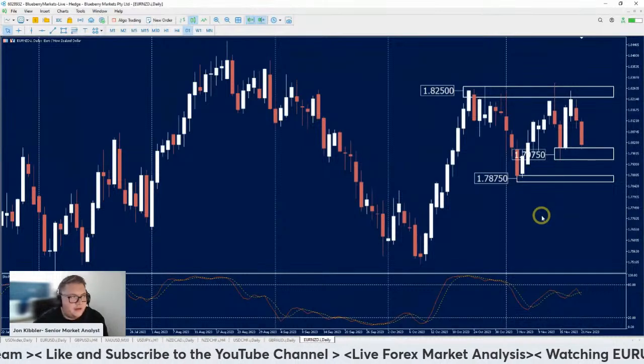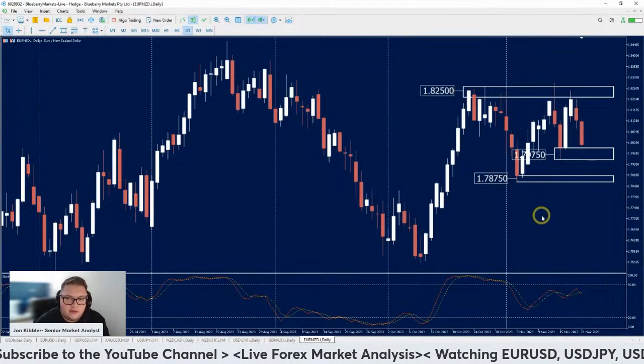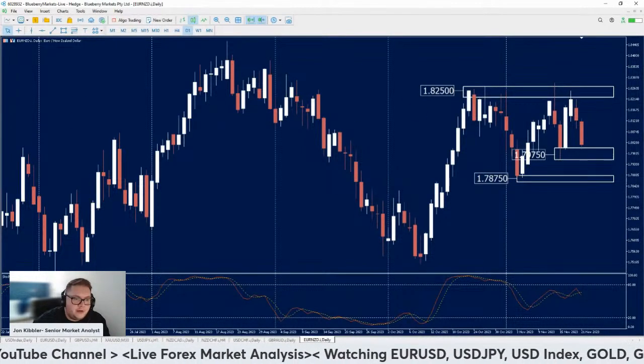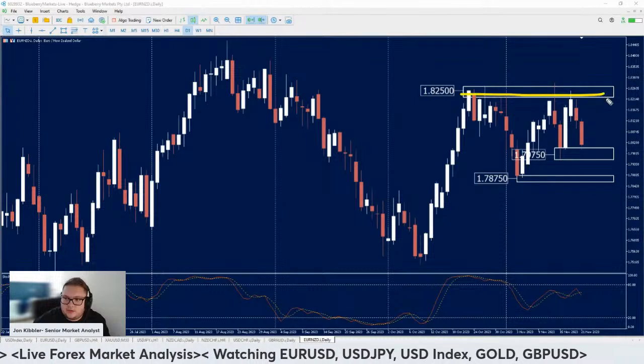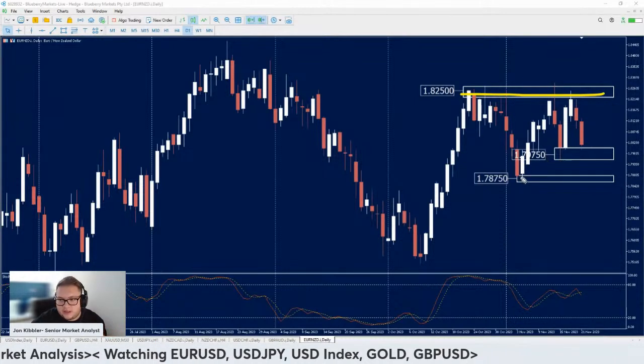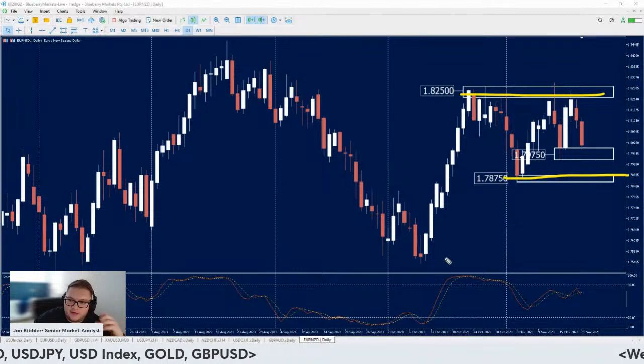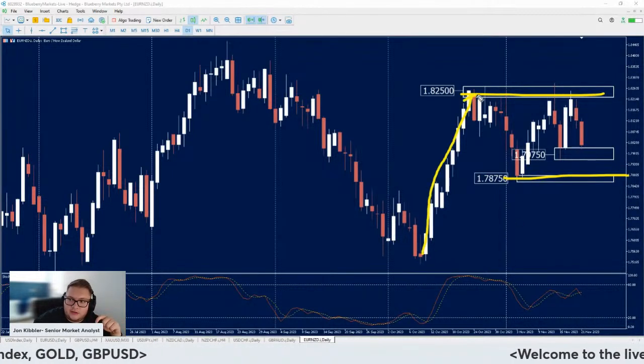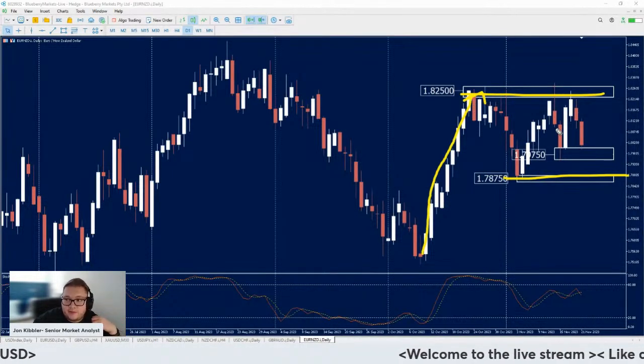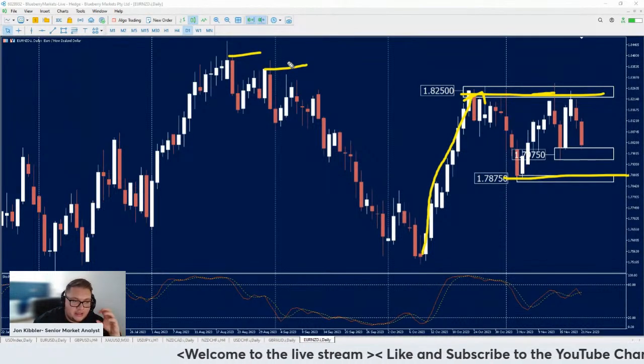And then it's about building a bigger picture, right? So if I'm looking to say, okay, well, this market I can see is ranging between that 1.8250 and potentially this 178.75. I can see that last month we had a nice rally to the upside. If price was going to breach this high, it could probably come up into these swing highs in here.